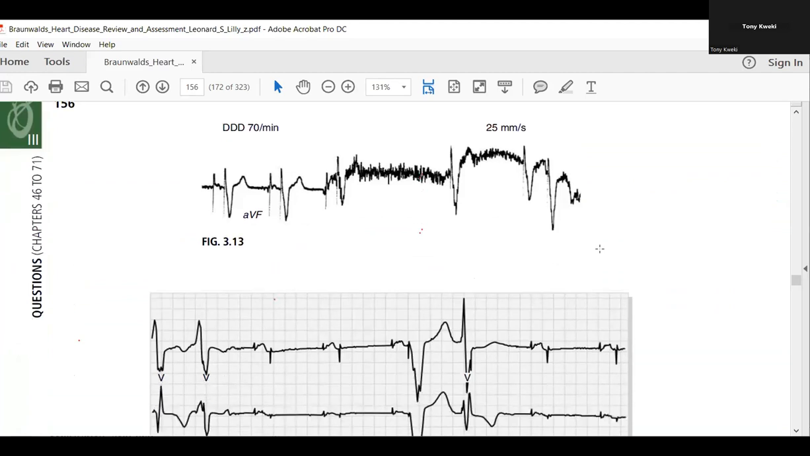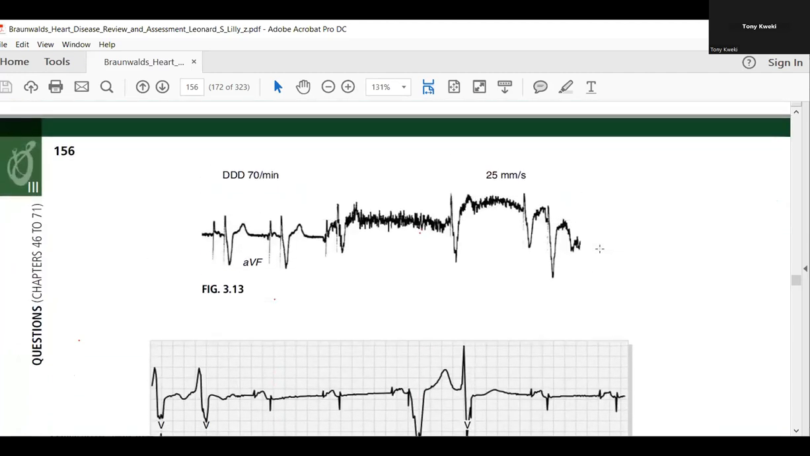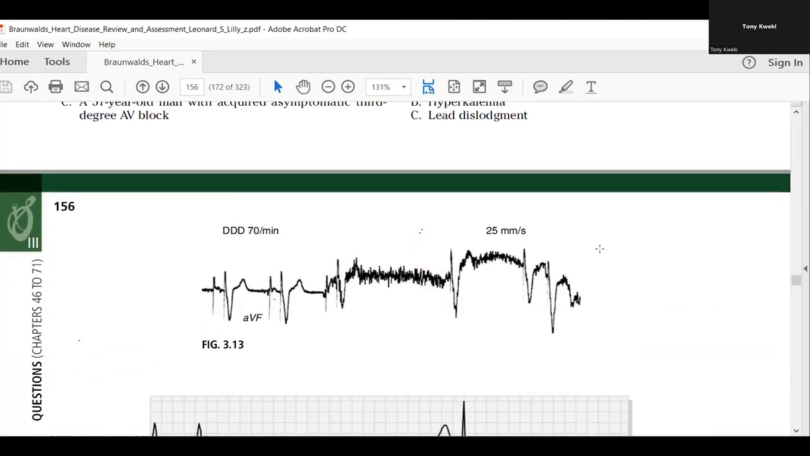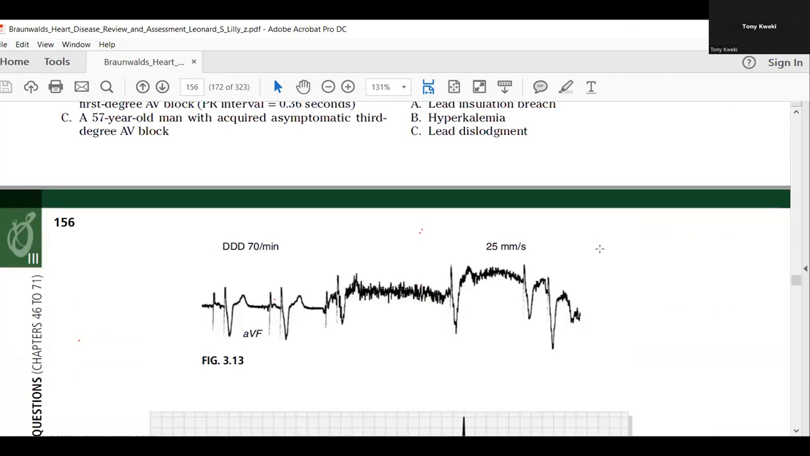It's very interesting because they noted that this happened to this patient when he was rowing, which suggests that it happened during exercise. We find out that there is a pacemaker, and they give a record. The record suggests that it's a dual chamber pacemaker, a DDD, and at the rates, we can see about 70 beats per minute. The strip used was aVF, and we're at 25 millimeters per second.